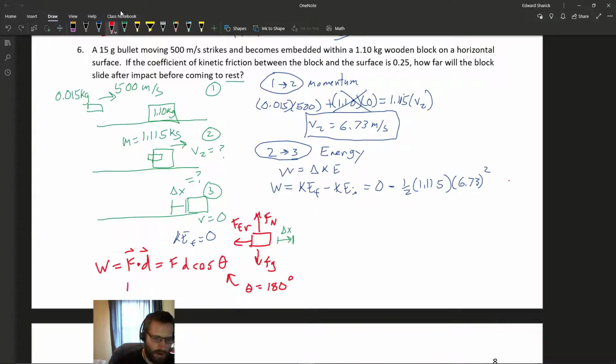And so hopefully you remember another equation that we used when we talked about friction, which was mu times the normal force. And this coefficient of friction is given as 0.25. What do we know about the normal force? Well, it's got to be equal to the force of gravity. All right, so I'm going to write all of this down for the work. So the work here is force times distance times -1. That's because cosine of 180 is -1.